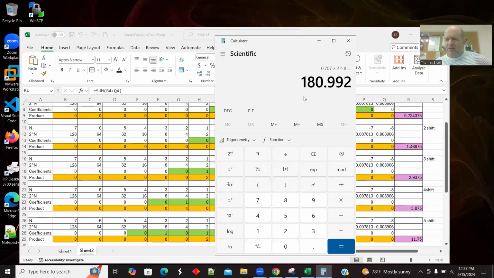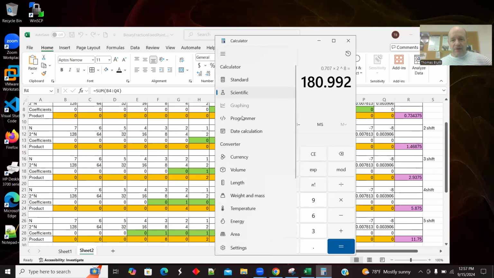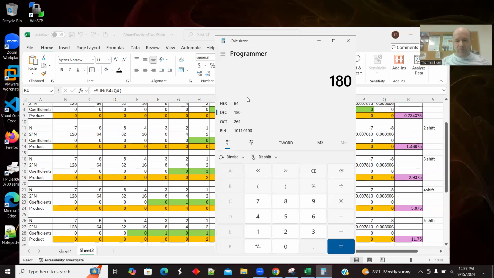Now here's an interesting point because I have 180.992. And people will take a different approach. Some people will round and do 181, and some people will truncate and just do the 180. Myself, I'm more of a truncator, so I'll take the 180 and take it over to the programmer mode, paste that in, and then down here is my representation. It starts with a 1, and that makes sense because that first place is the halves place, and my number was 0.707, and so I expect a 1 in the halves place for that number.